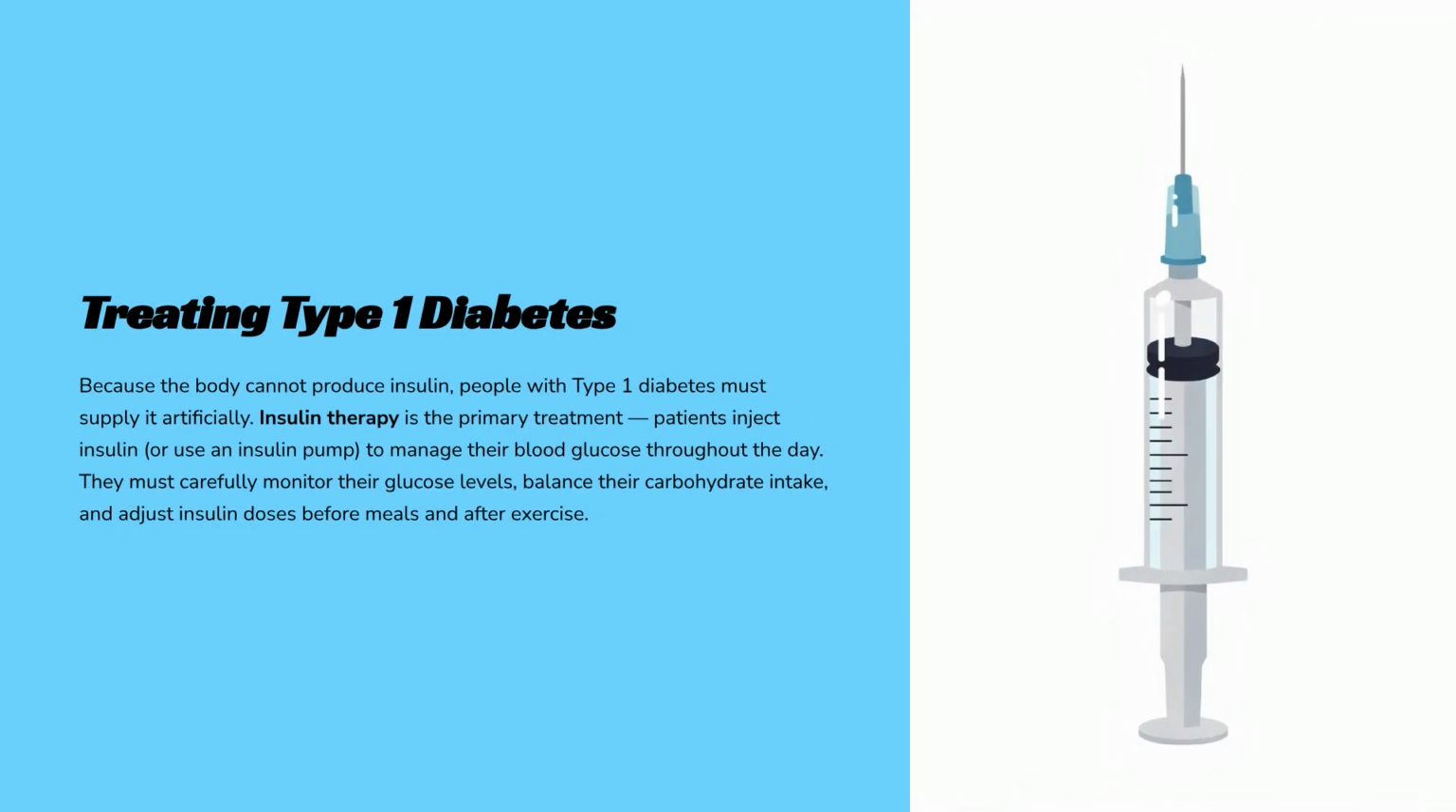Treating type 1 diabetes relies on insulin therapy. Patients must inject insulin or use an insulin pump to supply it artificially. They must also monitor glucose levels, balance carbohydrate intake, and adjust insulin doses carefully.